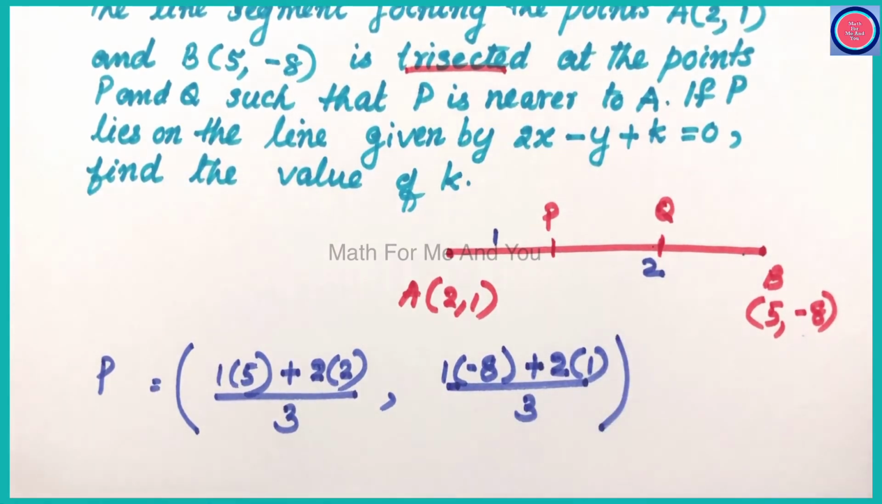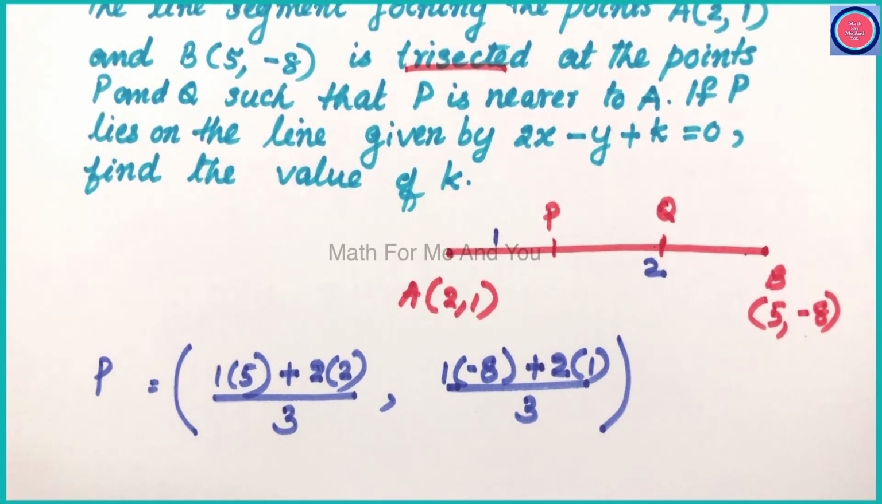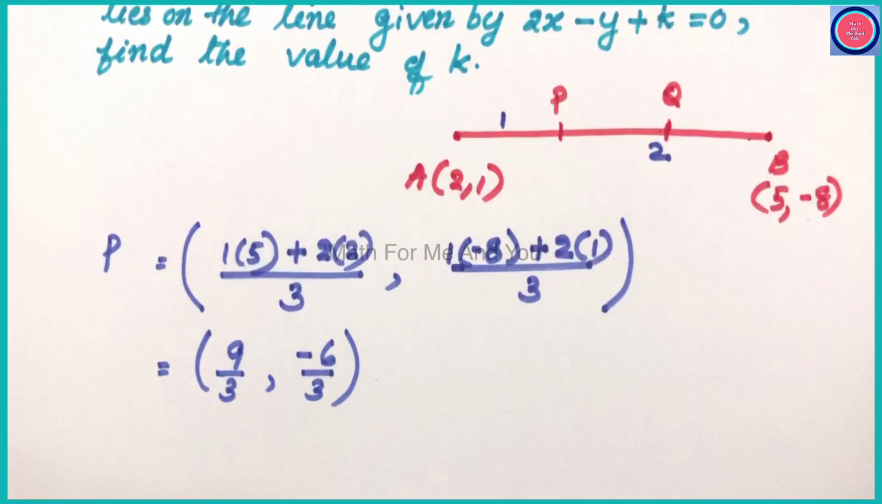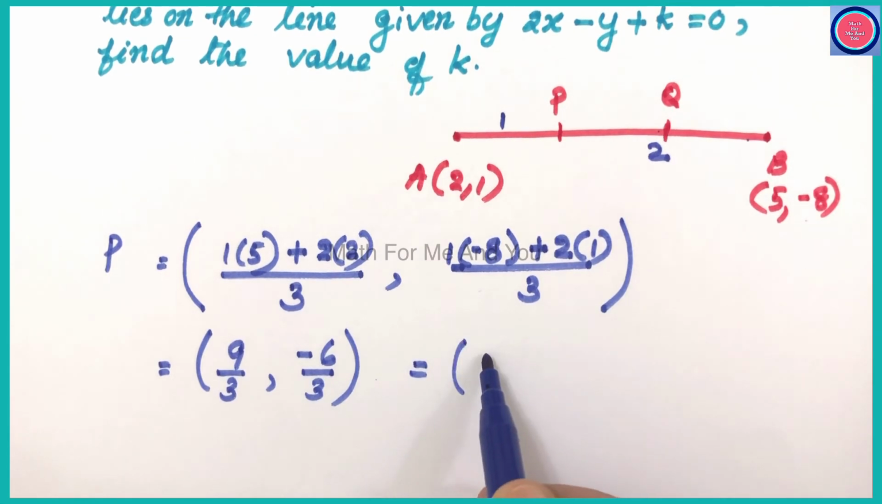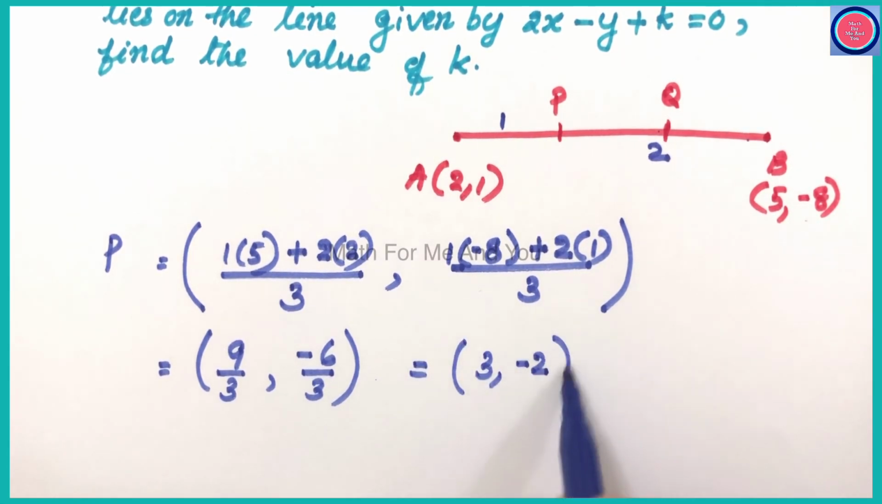Let's simplify the bracket. 1 times 5, 5 plus 2 times 2, 4. So 5 plus 4, 9. 9 over 3. That is the x coordinate. What about the y coordinate? 1 times minus 8, that is minus 8 plus 2, minus 6. Minus 6 over 3. So we get the coordinates as (9 over 3, minus 6 over 3). And then simplify this. 9 over 3 is 3, and minus 6 over 3 is minus 2. So the point P is the point (3, minus 2).